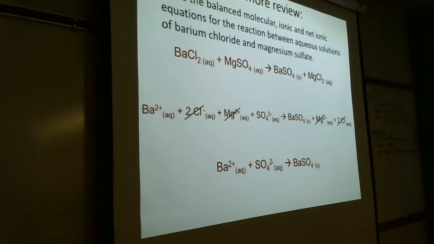No, I'm just crossing them out on the slide so you can see it more visually. But no, you don't have to cross that out on your paper. If I asked you to list the spectators, though, could you do that? You would just list Cl minus and Mg2+. But no, you don't have to physically cross it out.